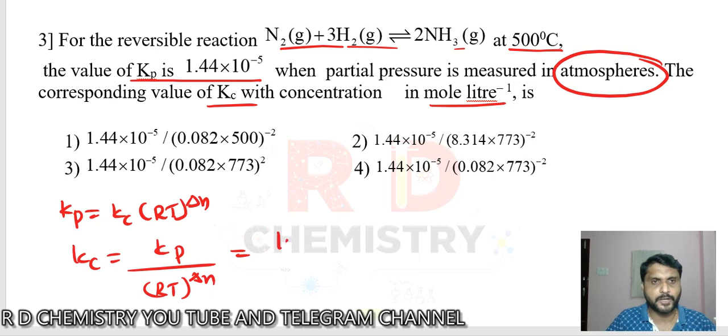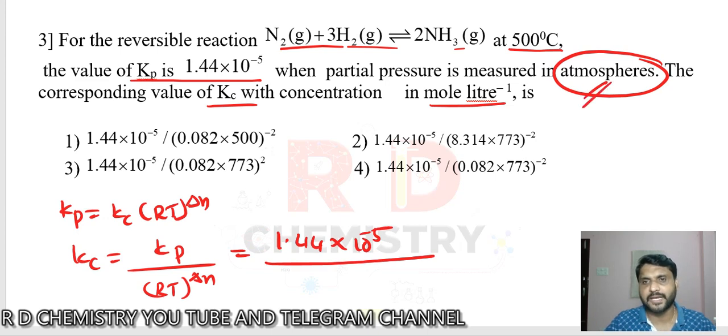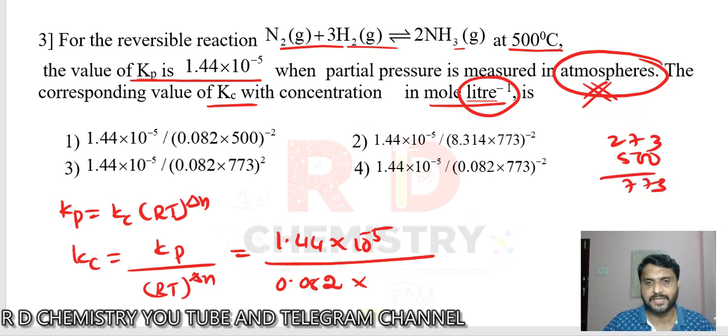Kp is given as 1.44 into 10 to the power -5, divided by R. R value in terms of atmosphere and liter we can write as 0.082 atmosphere liter per mole per Kelvin. Got it? Into temperature, which should be in Kelvin, 500 add 273, so it is 773 Kelvin, into the power delta n.